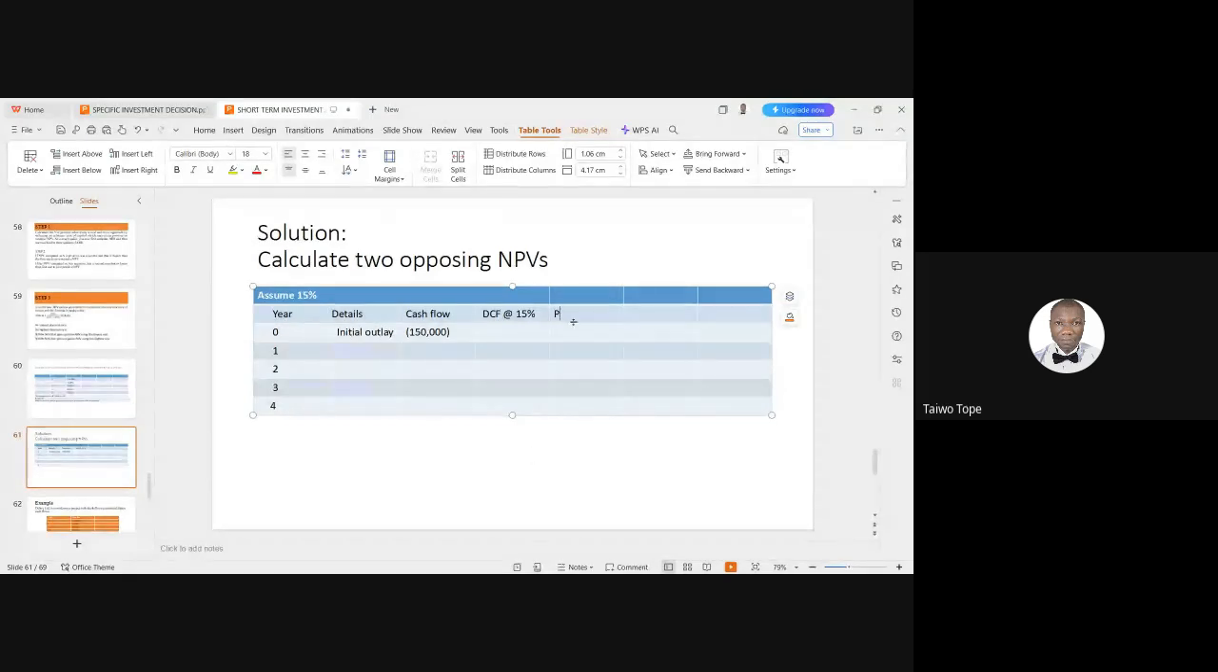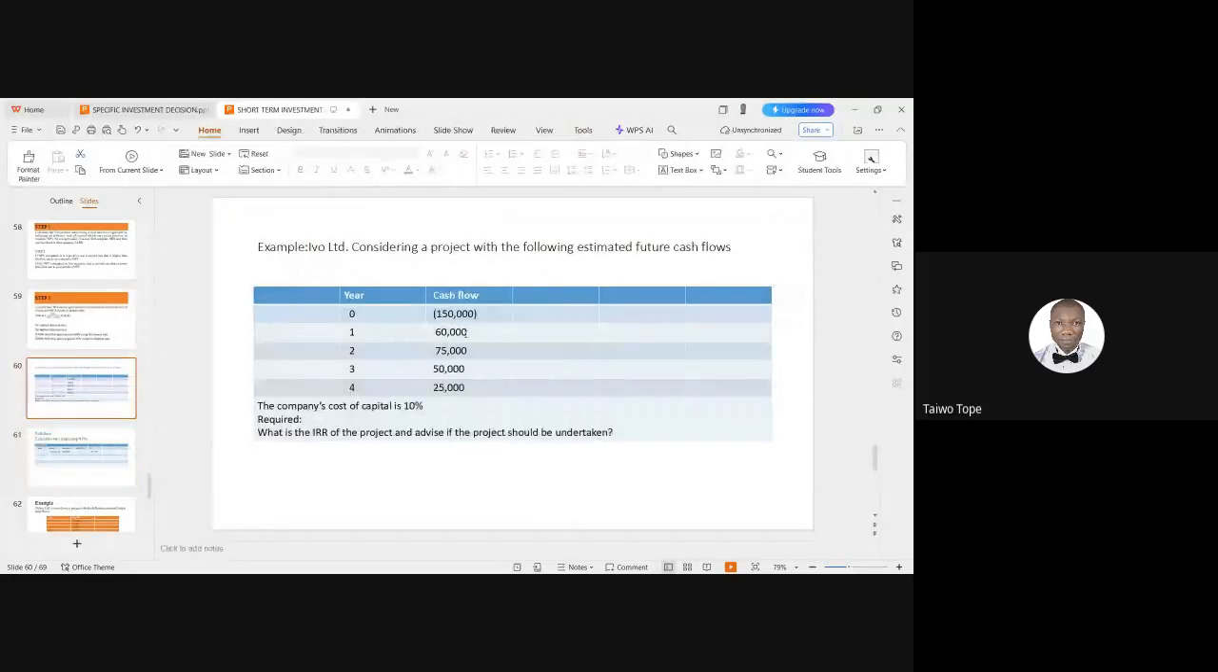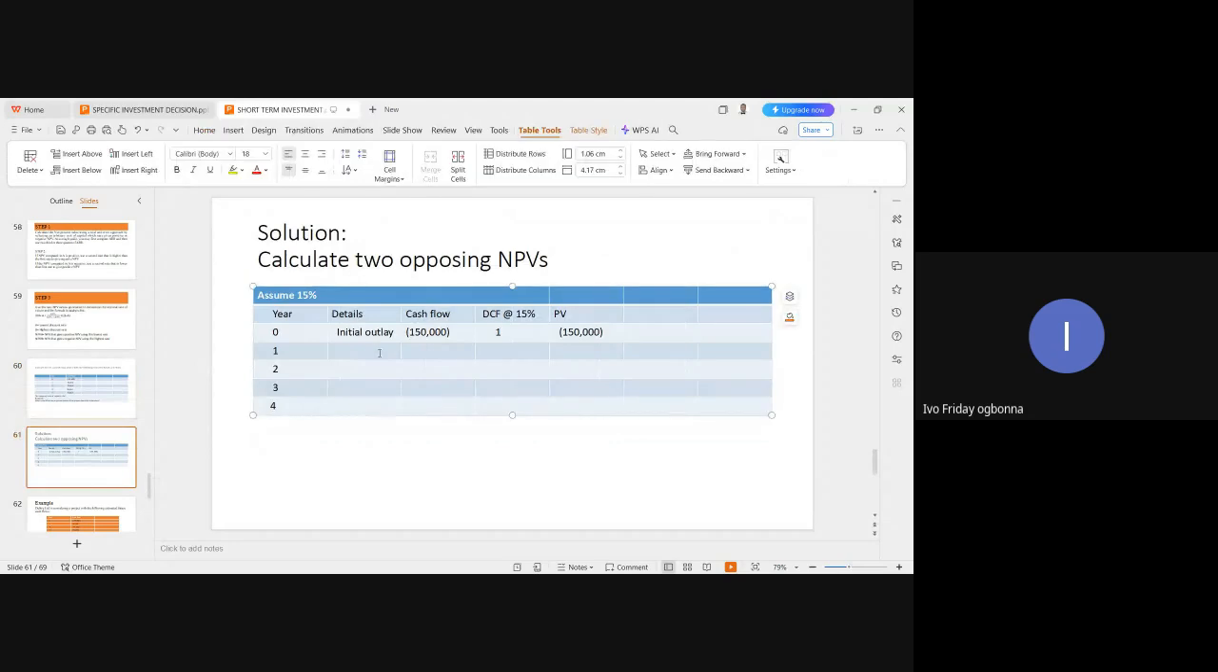So the PV for year 0, the discount factor will be what? Will be 1. The PV will be what? 1 multiplied by 150 will still be what? 150, minus. For year 1, our cash inflow is what? 60.